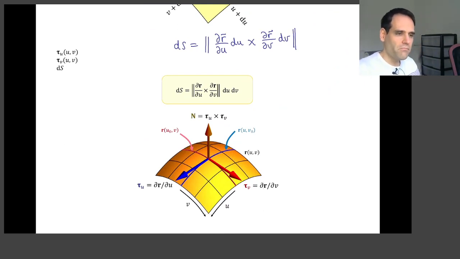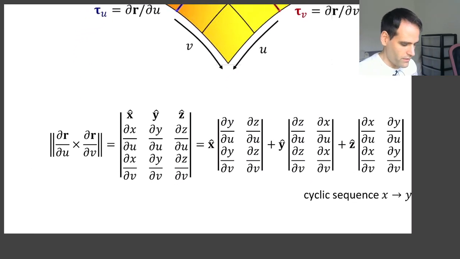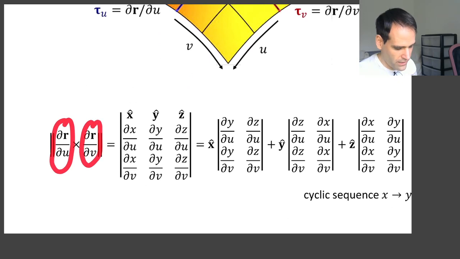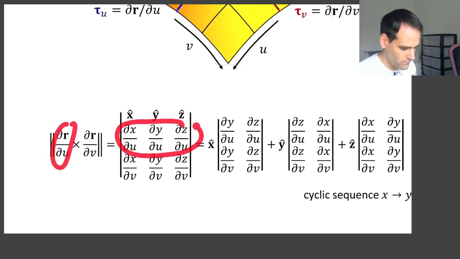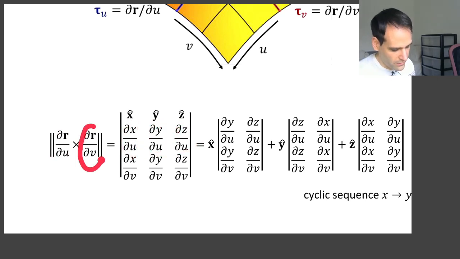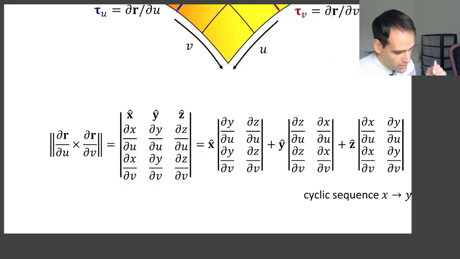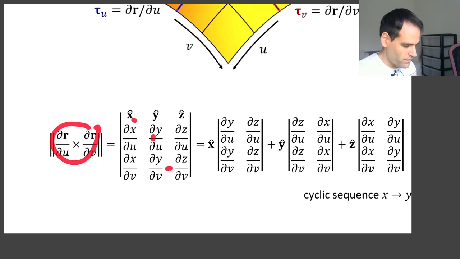Now, before ending the video, if it was for me, I would leave it here. But every time I check books on surface integrals, they actually go ahead and they develop this even further. So they say, yeah, right, you can write dr du cross dr dv. So dr du is this vector, which is the partial of x with respect to u, y with respect to u, and z with respect to u. And then the partial of r with respect to v is also this vector here, which is the partial of x with respect to v, the partial of y with respect to v, the partial of z with respect to v. So therefore now we do the cross product. So we have to calculate this determinant, and we arrive at this.